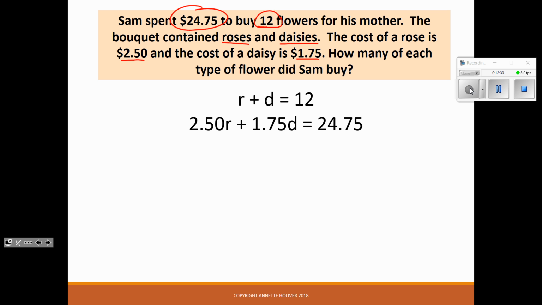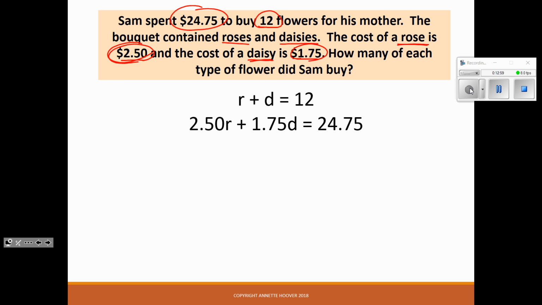We know the number of roses and the number of daisies equals 12. So this equation was based on the number of flowers he bought. The second equation, we know it was $2.50 for a rose. So that's $2.50R, and $1.75 for a daisy. So that's $1.75D. And the total cost was $24.75.